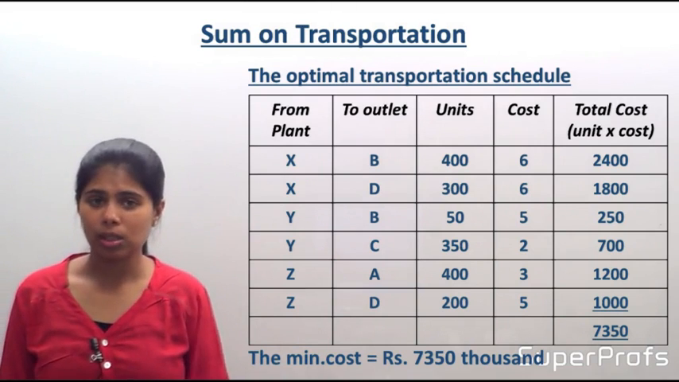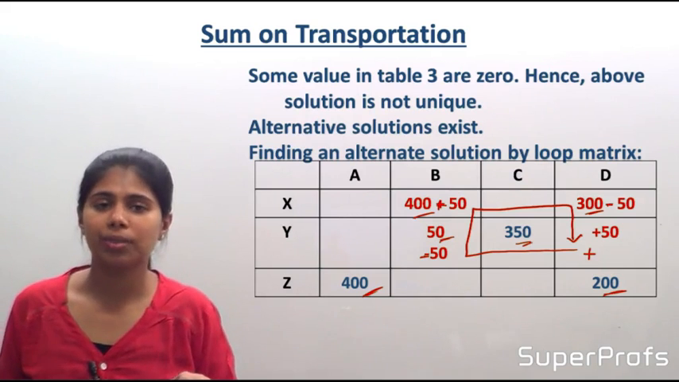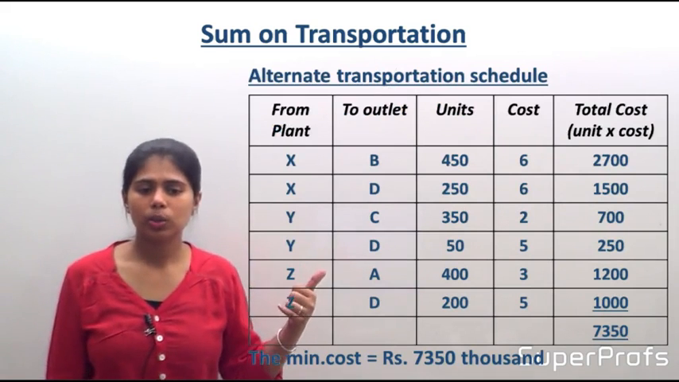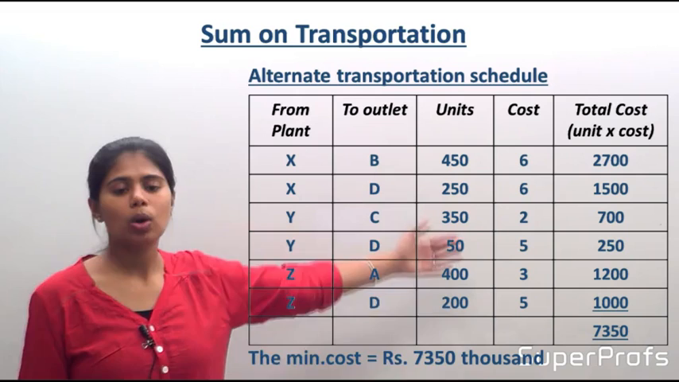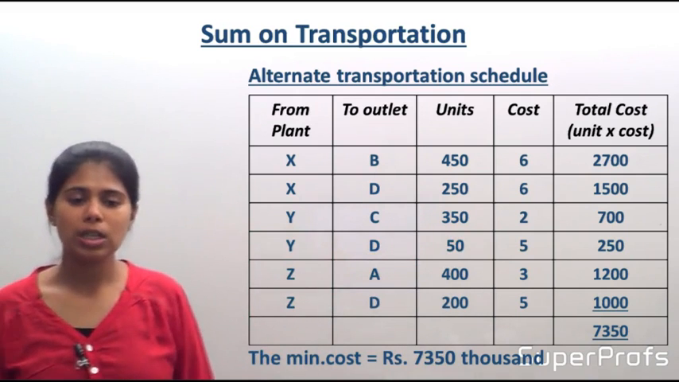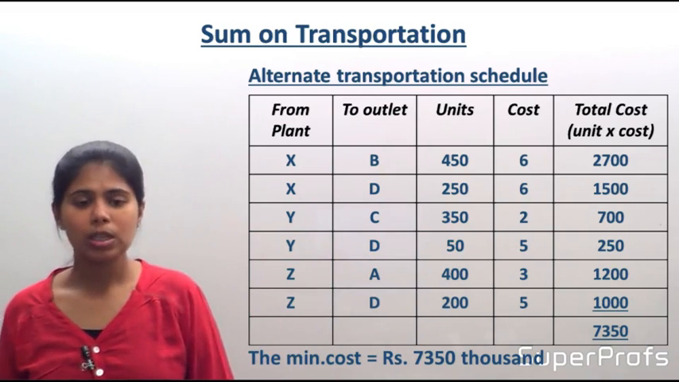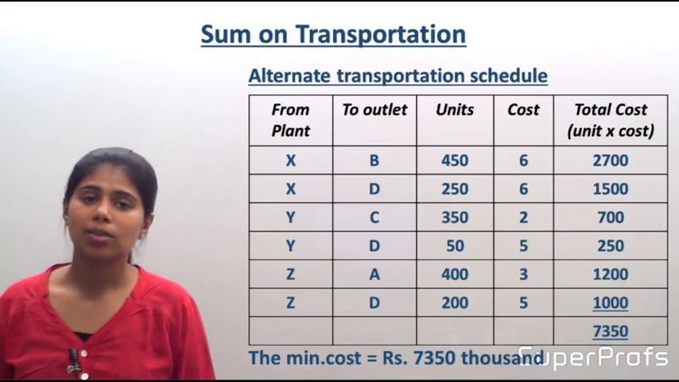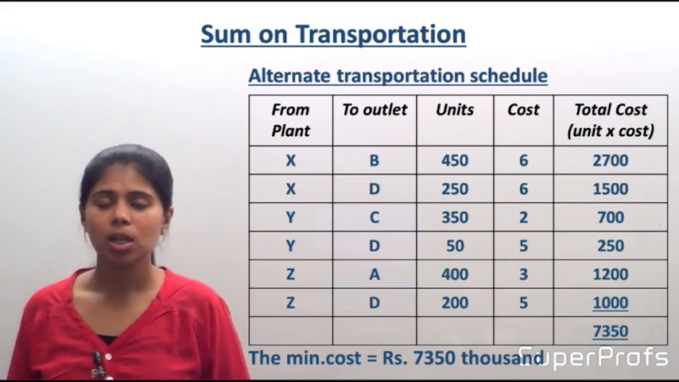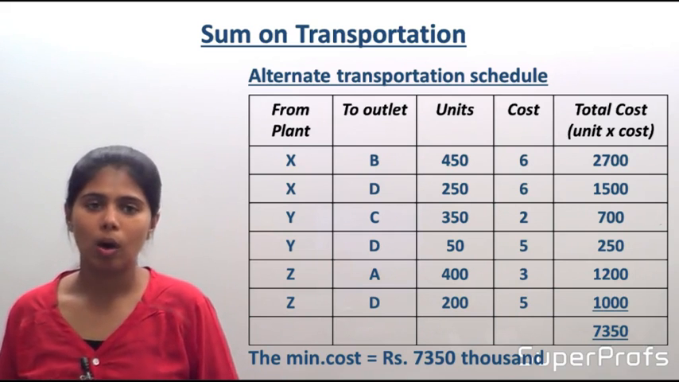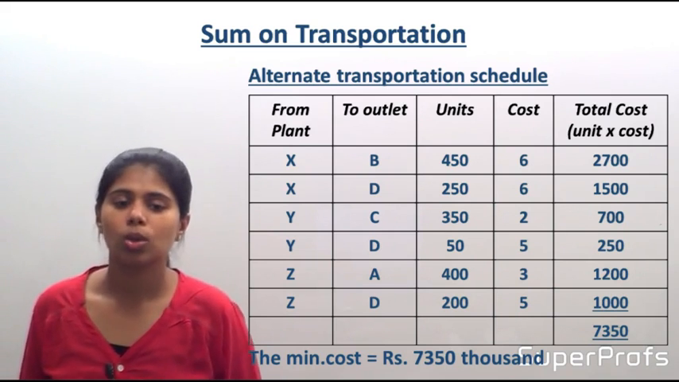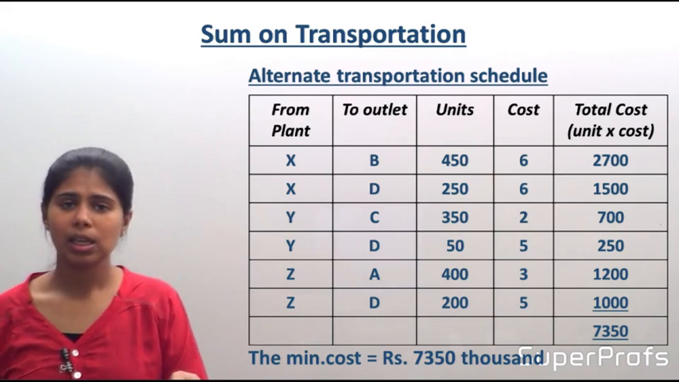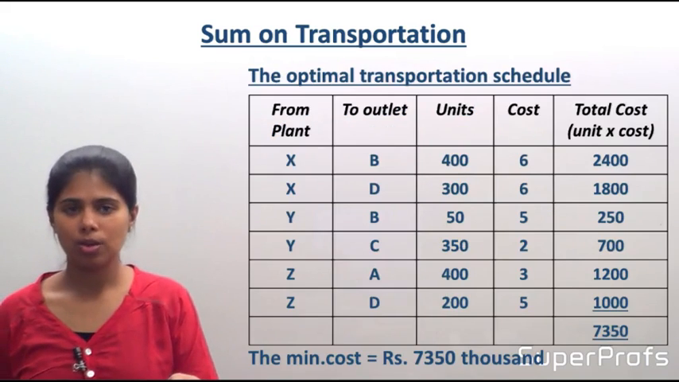However, I have an alternate solution, and that alternate solution was what I found out by the loop matrix over here. And this is the alternate solution of that. So the only few things that change is X to B instead of 400 becomes 450, and X to D instead of 300 becomes 250, and so on. The costs will change, but the total cost still remains the same, 7350 or 73,50,000, because it's just an alternate solution, the optimal solution but an alternate solution. So that is the alternate transportation schedule. So this was the example that we were discussing on transportation.